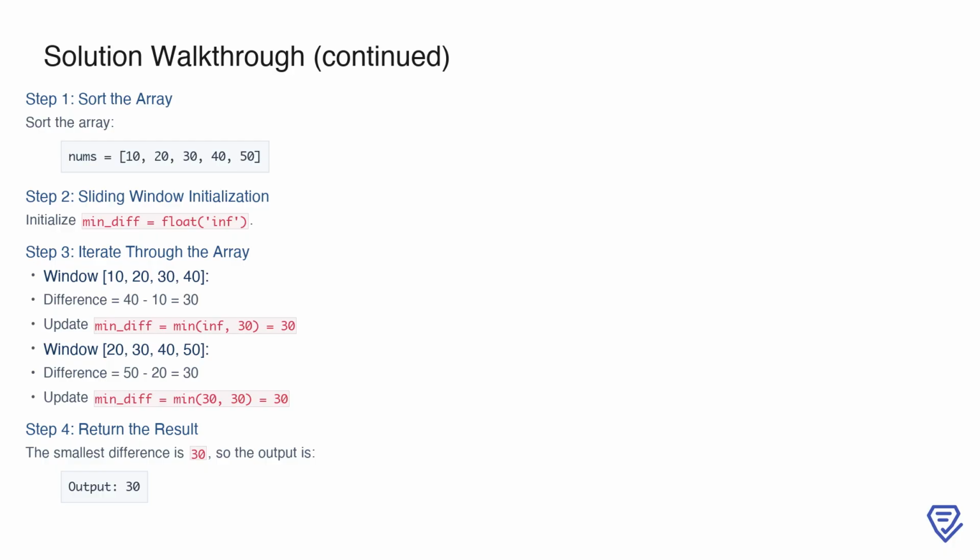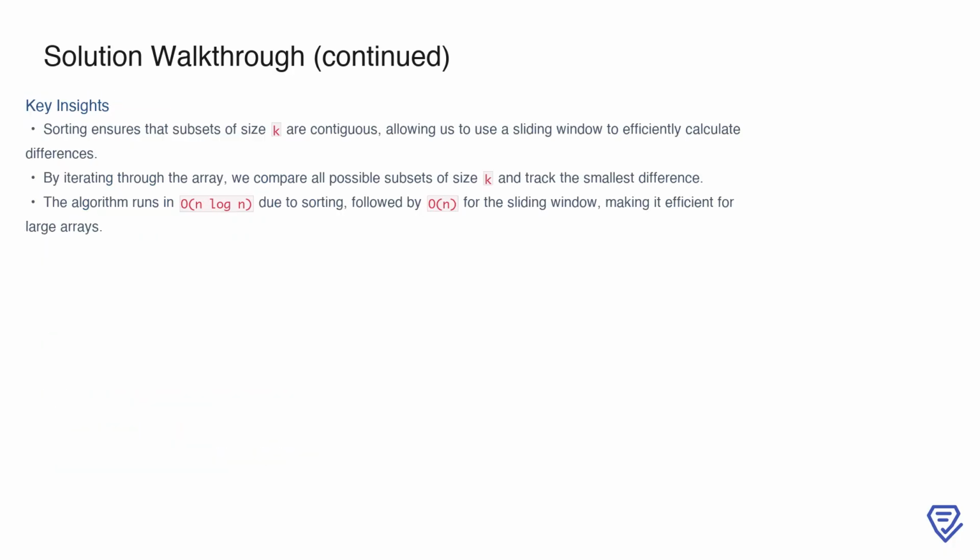Let's summarize the key insights from this approach. Sorting the array is a crucial step because it ensures that subsets of size k are contiguous, allowing us to use a sliding window to efficiently calculate differences. By iterating through the array, we systematically evaluate all possible subsets of size k and track the smallest difference. This approach is efficient, with a time complexity of O(n log n) for sorting the array and O(n) for the sliding window traversal, making it suitable for large input sizes. The combination of sorting and the sliding window ensures both simplicity and optimal performance for this problem.